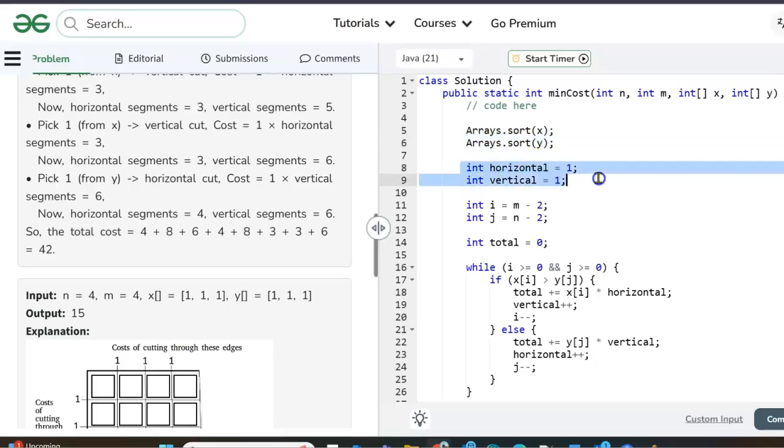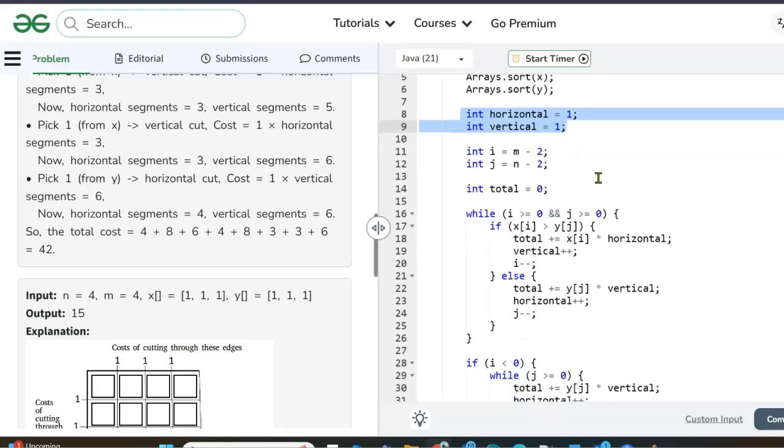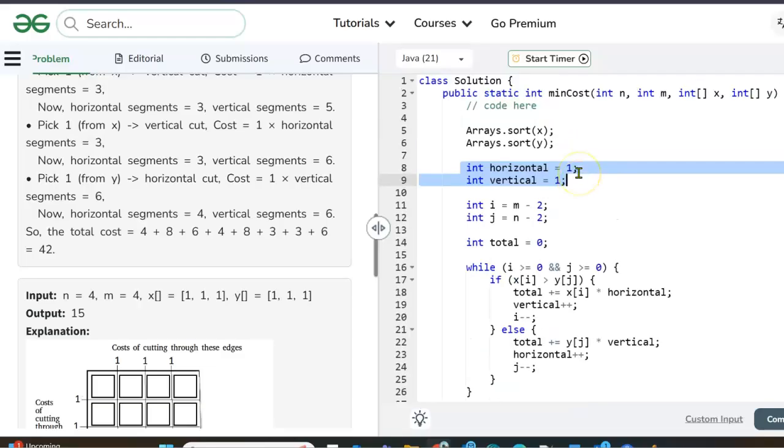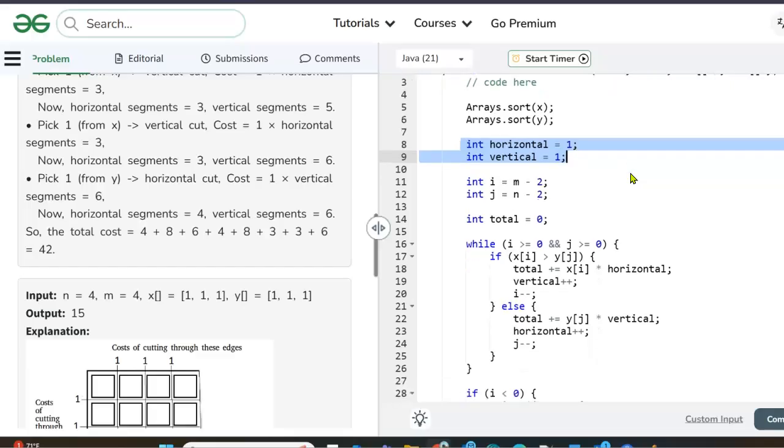We'll set the number of segments, which is initially 1 for both horizontal and vertical. We want to pick the biggest numbers first, so we're going to go from right to left in the array. We could sort the array in descending order. In Java, that's not so simple with ints. They need to be Integer objects in order to put a custom comparator in there.